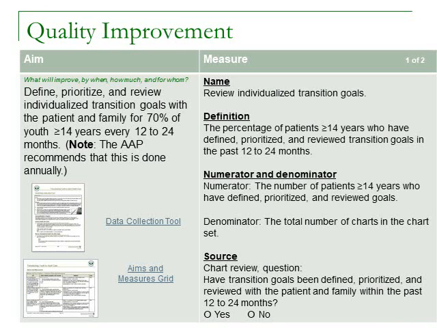Let's look at how to improve transition goal-setting processes. The following aim statement expresses optimal care for this key clinical activity. Define, prioritize, and review individualized transition goals together with the patient and family for 70% of patients 14 years and older every 12 to 24 months. Be aware that the AAP recommends this be done annually. You can collect data and measure this KCA via the chart review question, have transition goals been defined, prioritized, and reviewed together with the patient and family within the past 12 to 24 months.